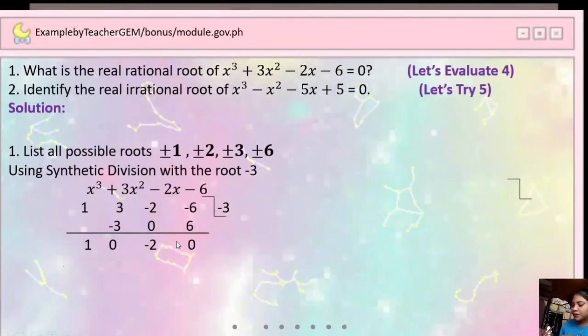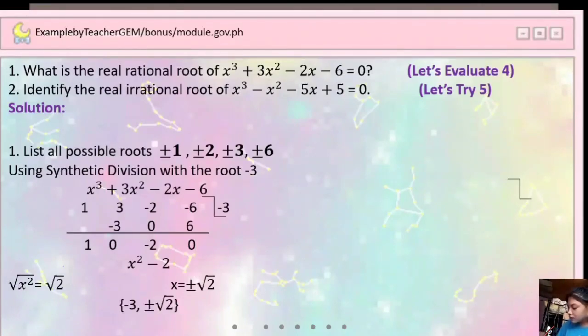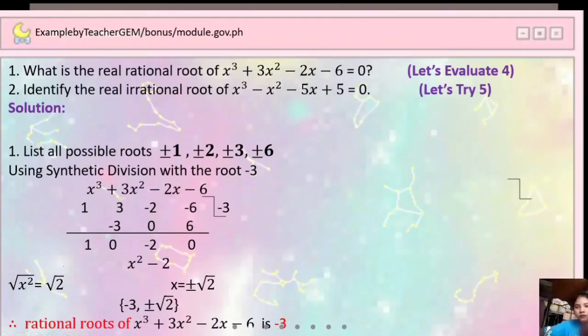siya. So, pag nila-write na po natin ang sagot natin, we're going to have x squared minus 2, or simply, magiging positive, negative square root of 2. So, ang rational root daw po natin, di ba? Sabi dito, negative 3, then positive, negative 2. So, ang magiging sagot na natin dito is equals to negative 3. Or letter D po ng ating let's evaluate. Page 8. Let's evaluate page 8.